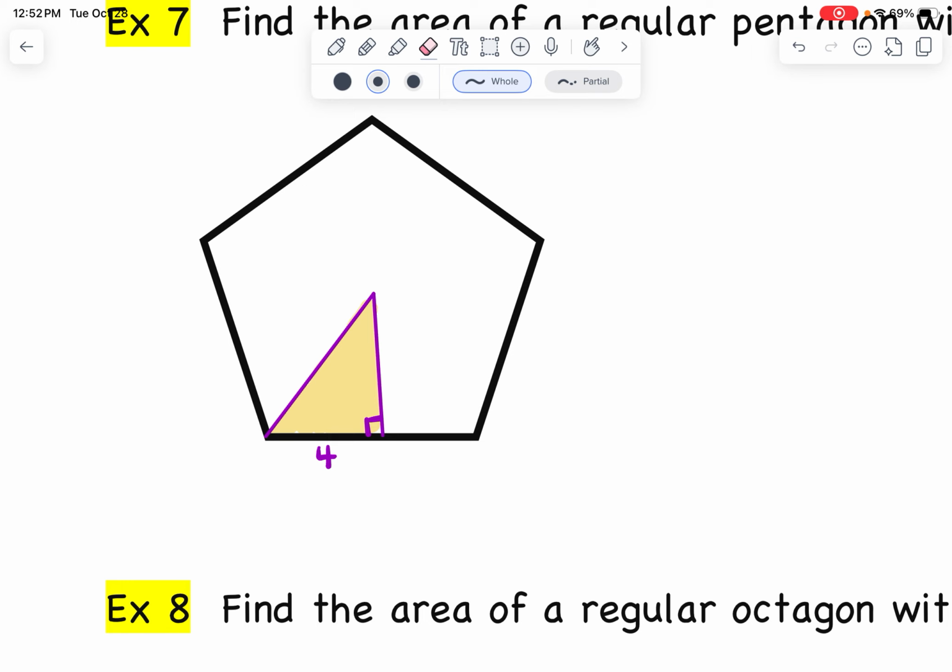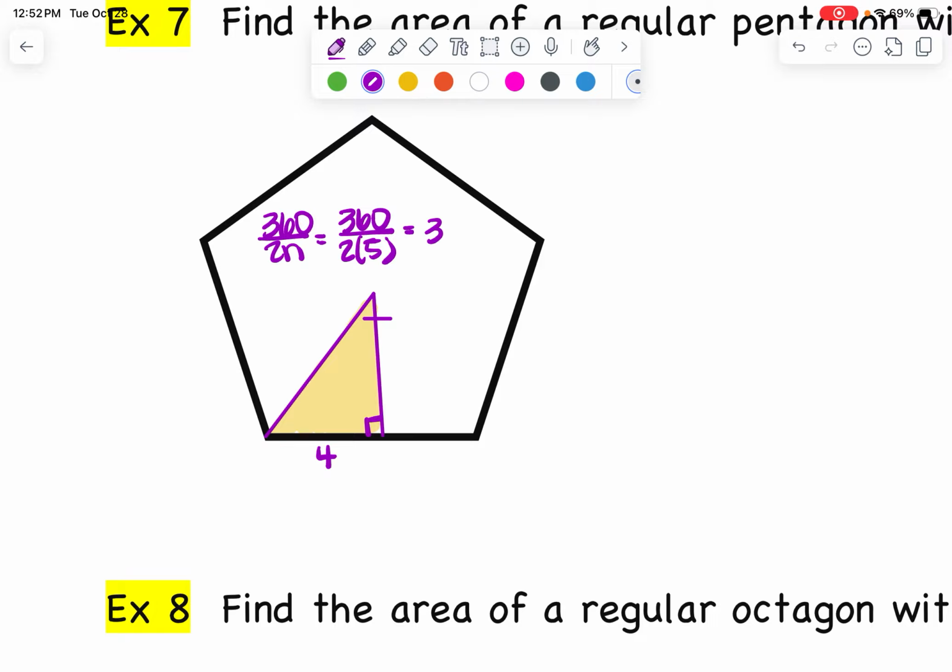The other thing I can figure out pretty easily is that top angle right here. I need to know what this angle is. Remember, it's a quick, easy formula: 360 divided by 2n. So in this case, that's 360 divided by 2 times 5, which is 360 divided by 10, which is 36. So that top angle is 36 degrees. Or if you want to find this whole angle and then cut it in half, you totally can.